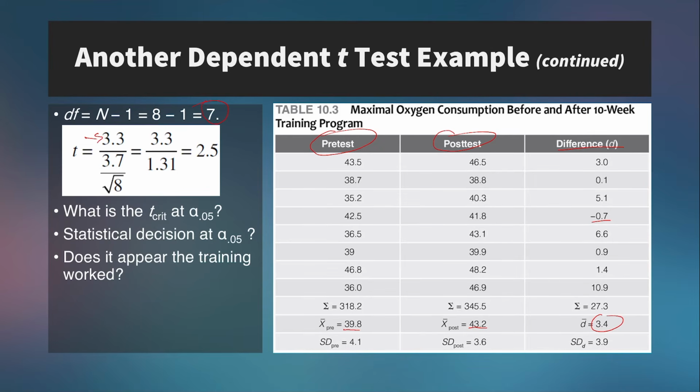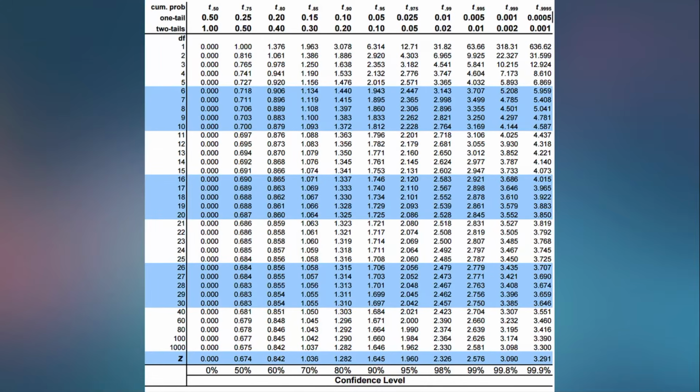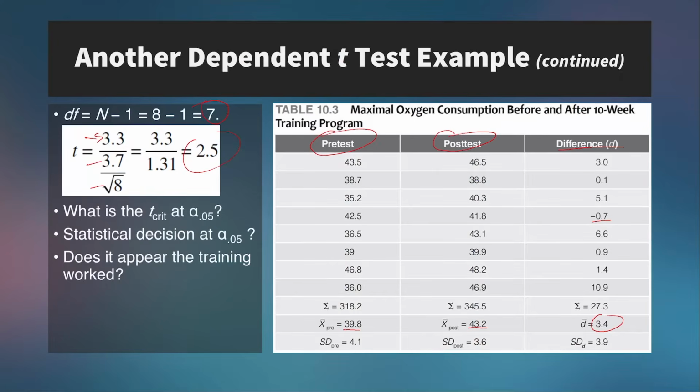Regardless, we put that over the standard error of the mean difference, which is a standard deviation over square root of n. And we solve that and get 2.5. So what is the critical t-value at 0.05? Let's look again. Degrees of freedom is 7. We go over to 0.05 and it looks like it's 2.365.